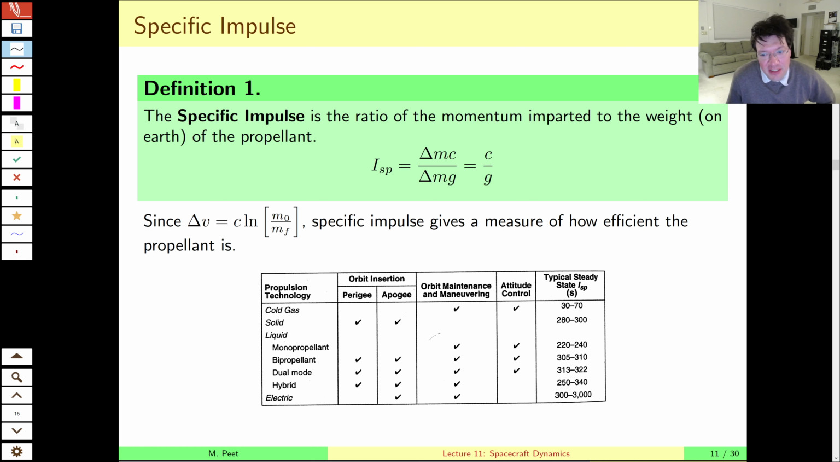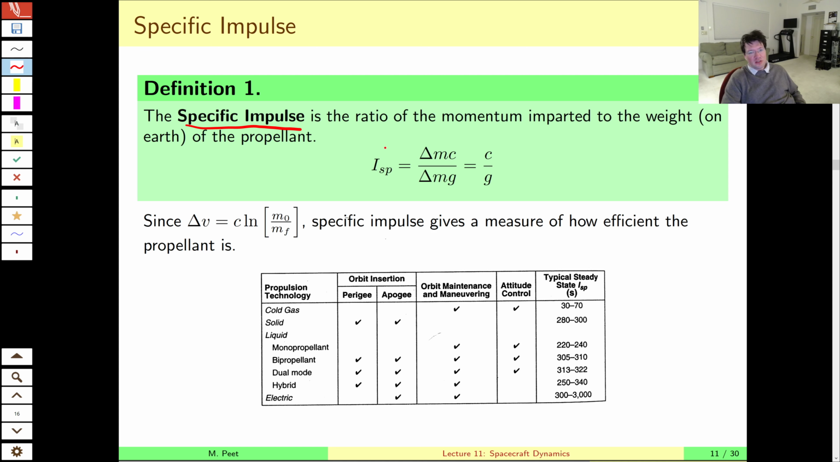So how fast can we spit propellant out the back of the rocket? It depends on the rocket type. This is typically measured in specific impulse.